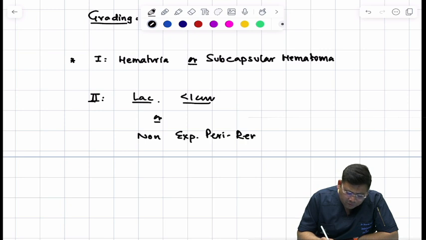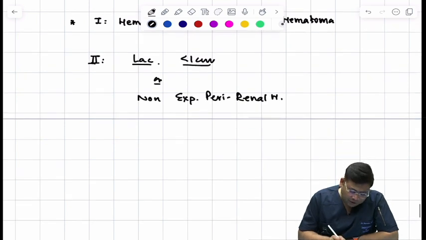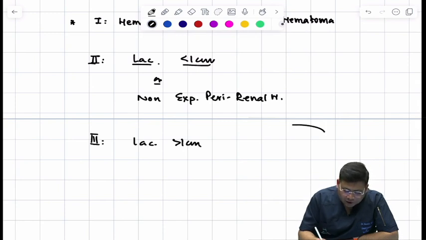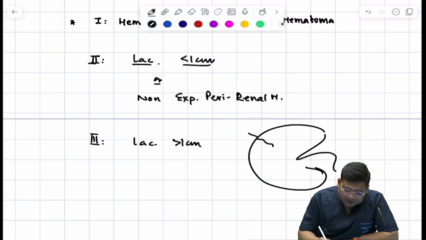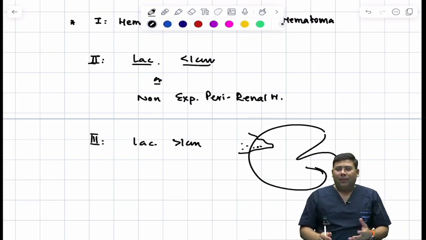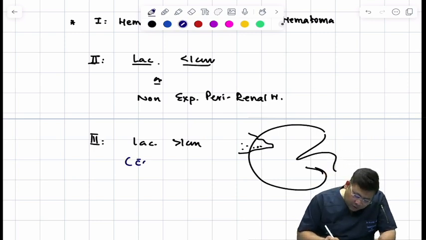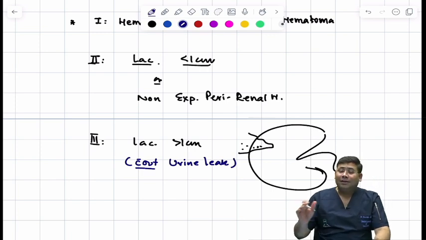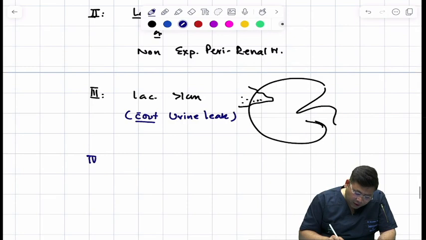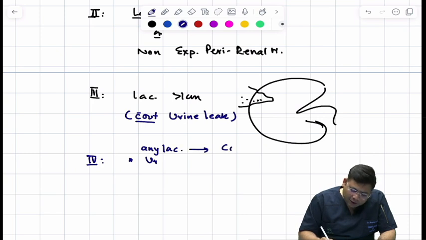perirenal hematoma. Very important. Staging they ask you every year, something or the other. Grade 3 is laceration more than 1 centimeter into the kidney. Now imagine if this is a deep laceration, you will be expecting that blood shall come, but in case the urine leaks, so this is very important, without urine leak. So if the urine leaks, then that will be known as at least a grade 4, because collecting duct injury is there. So grade 4 is defined as a urine leak, any laceration extending into the collecting duct.